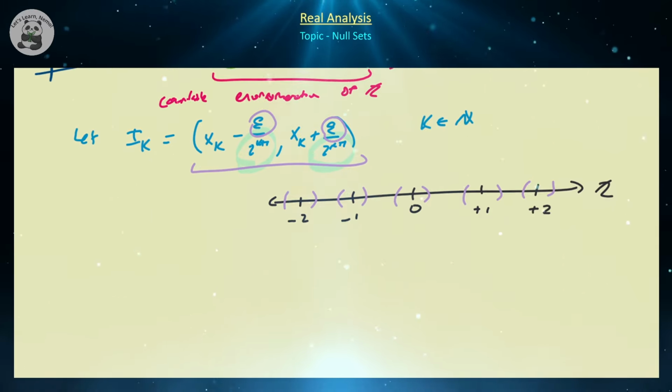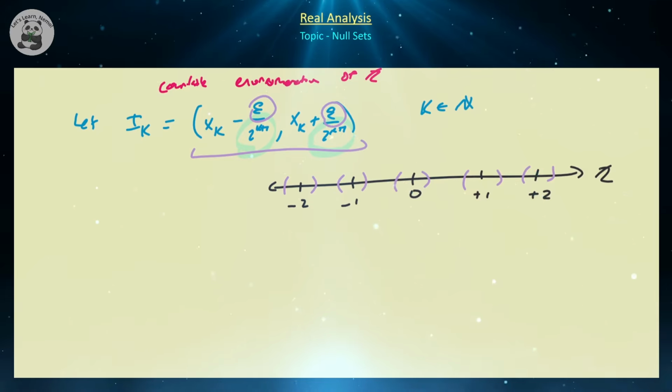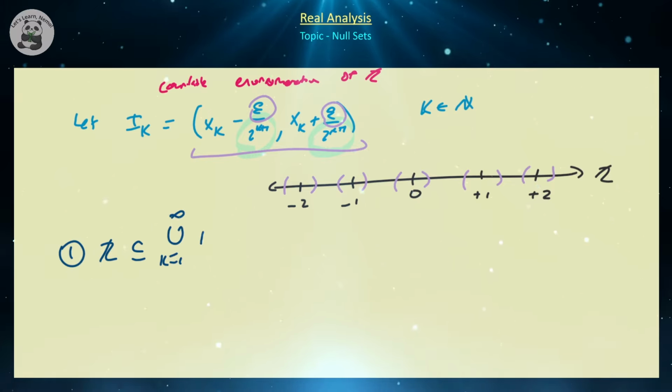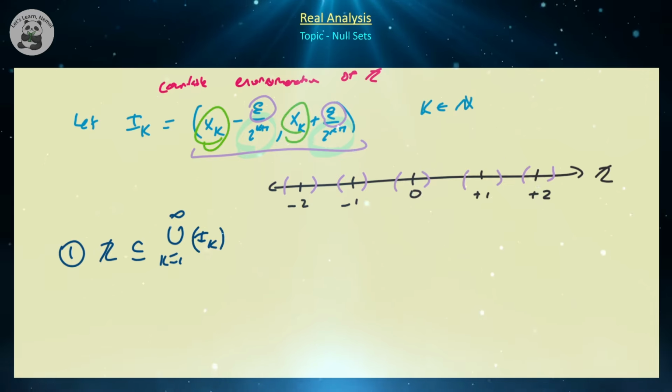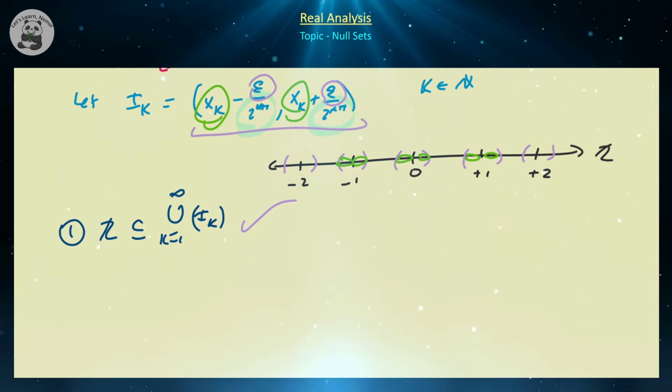So let's check the math just to make sure that this indeed works. The first property is that Z is a subset of the union from k equals 1 to infinity of these intervals. Since all of my integers are in the middle of each individual interval, we clearly see that Z is a proper subset of the union of all of them, because we also have the region subtly to the left and subtly to the right of each of those integers, provided that epsilon is a positive number, which indeed it is chosen to be. So that property is trivially satisfied.